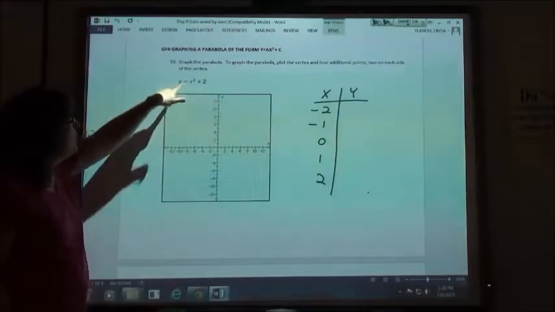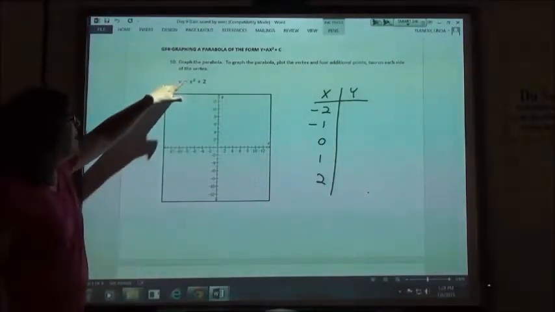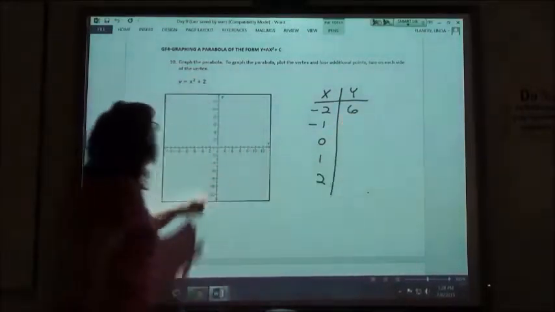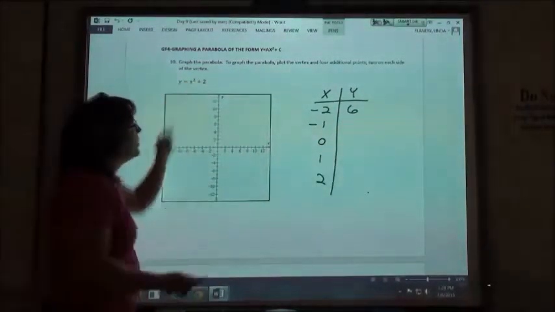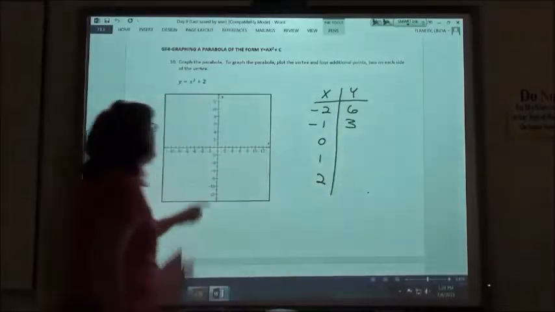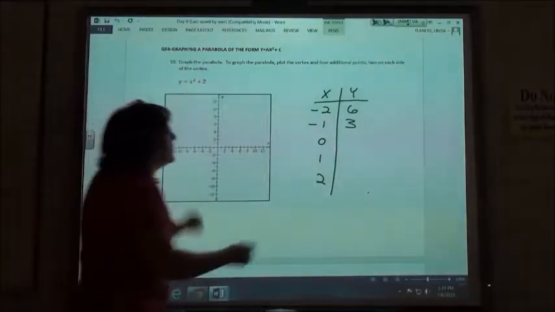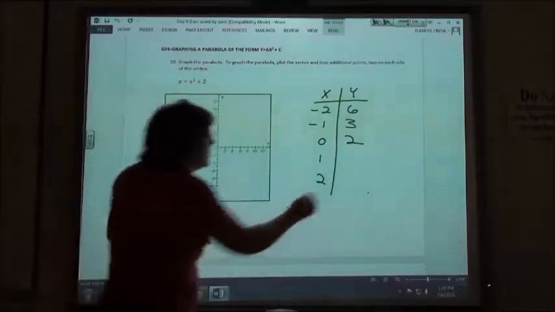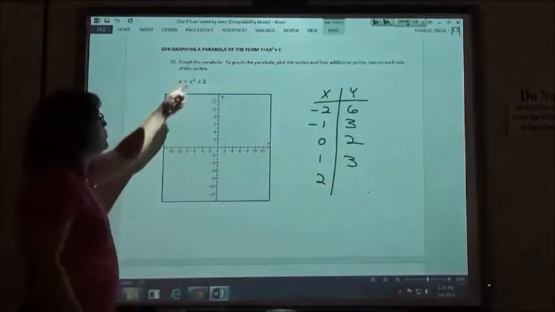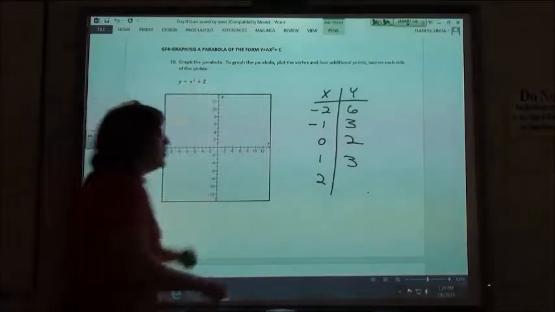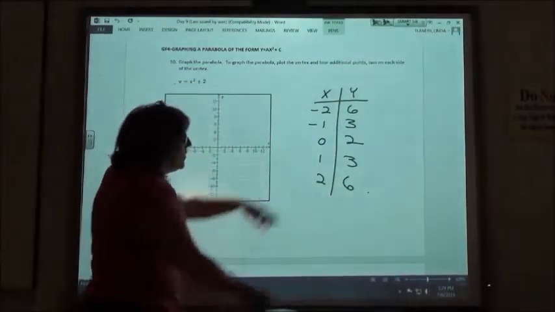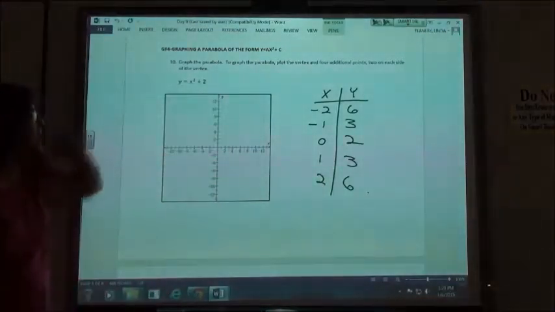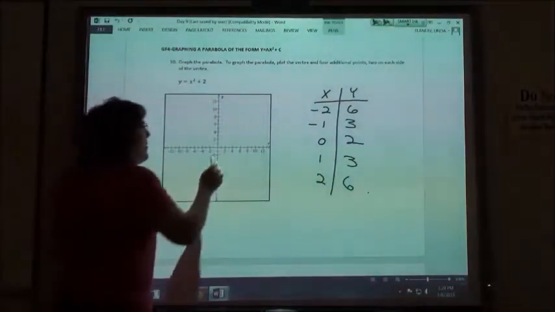So they're just going to have you plug the numbers in and solve. Negative 2 squared is 4, 4 plus 2 is 6. Negative 1 squared is 1, 1 plus 2 is 3. 0 squared is 0, 0 plus 2 is 2. 1 squared is 1, 1 plus 2 is 3. And 2 squared is 4, 4 plus 2 is 6. If I have a parabola, those match up, and that's in the middle because it has to look like that U shape. So I'm just going to plot my points.